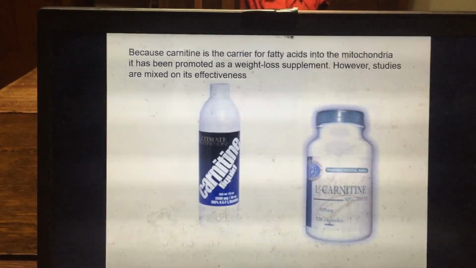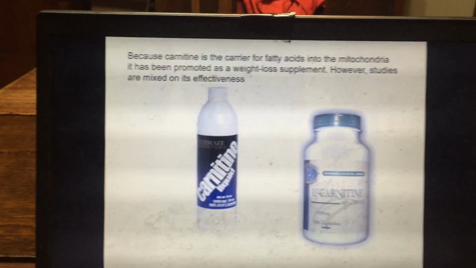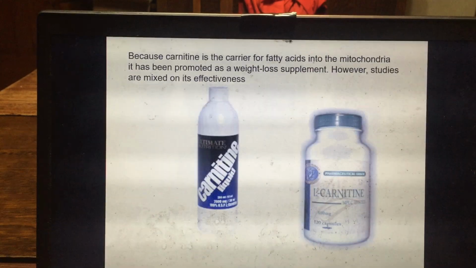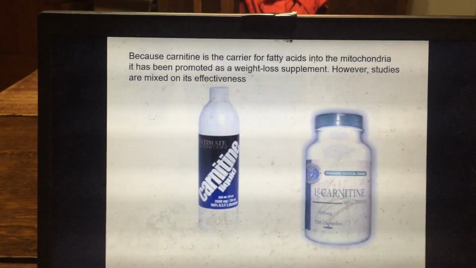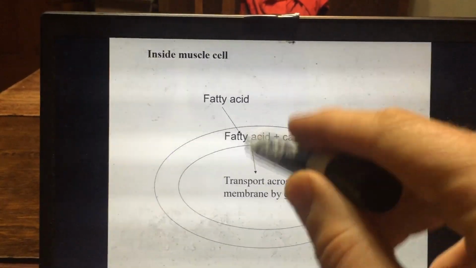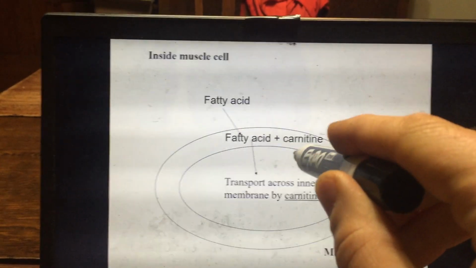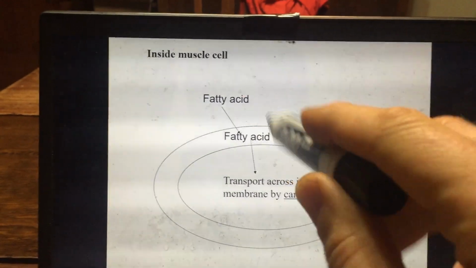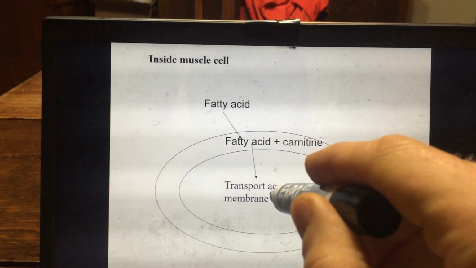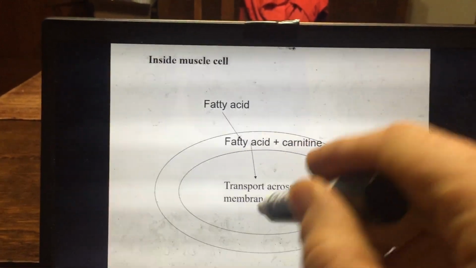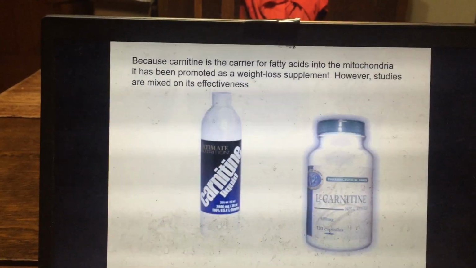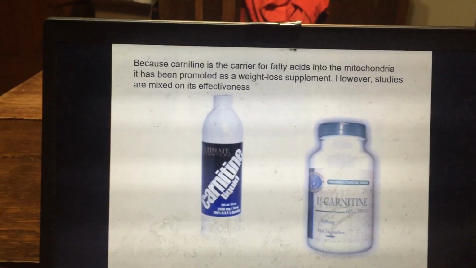Because if you go to nutritional supplement stores, you'll see sometimes they'll sell carnitine supplements, and these carnitine supplements are promoted as a weight loss or fat loss supplement. So this is kind of the biochemistry behind the idea of carnitine as a weight loss supplement, that they help fatty acids to be transported across the mitochondrial membrane, where the fatty acids can then be broken down. So theoretically, carnitine would help with that process.